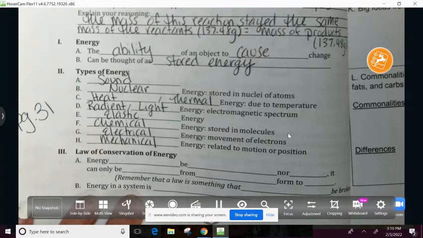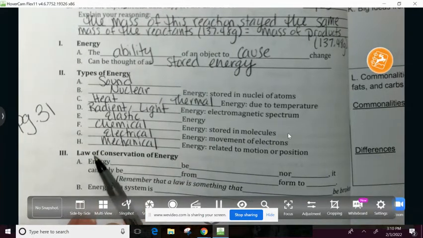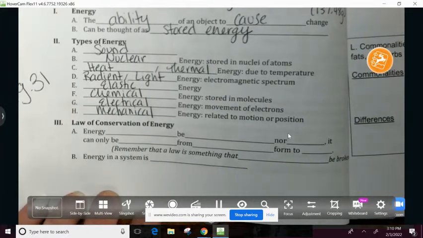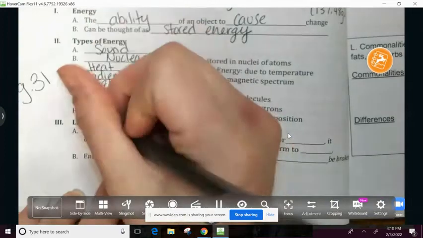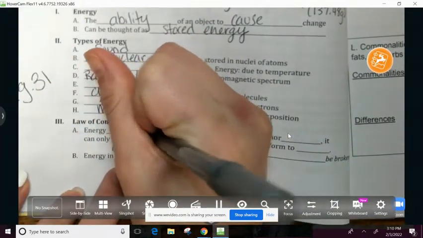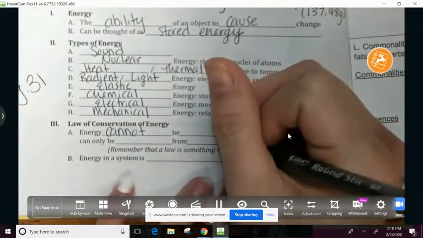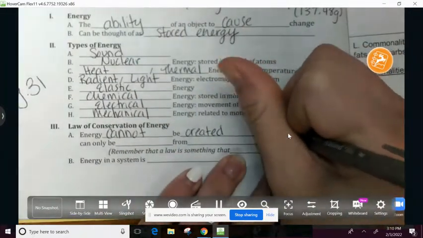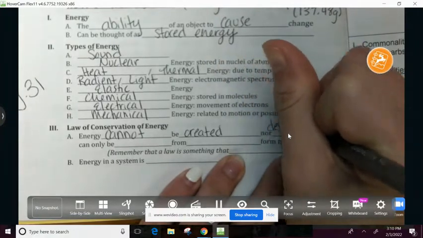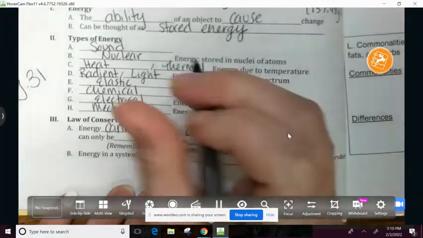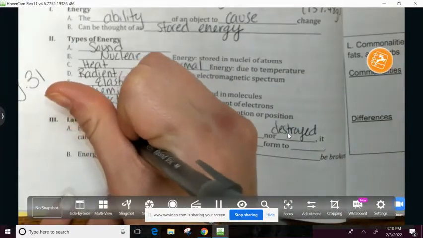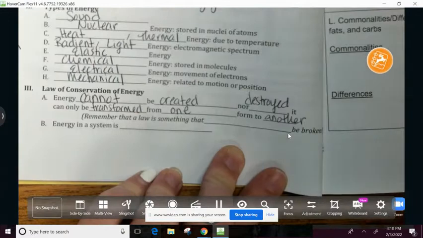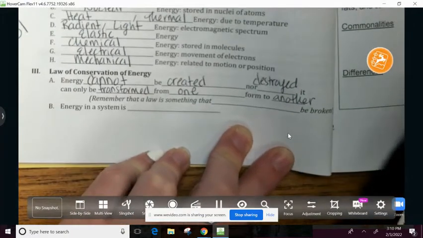Next, we're getting to the law of conservation of energy. We already talked about the law of conservation of mass. It's pretty much the same law or principle, but now about energy. Energy cannot be created or destroyed. It can only be transformed from one form to another. So when energy cannot be created or destroyed, we can't just take it out of nowhere. It has to come from somewhere.